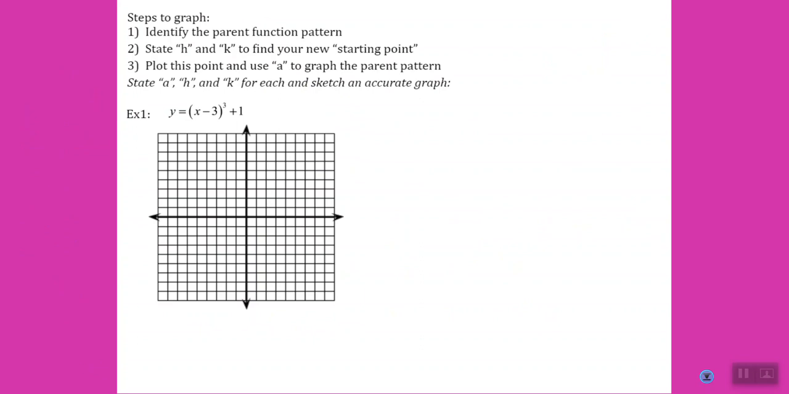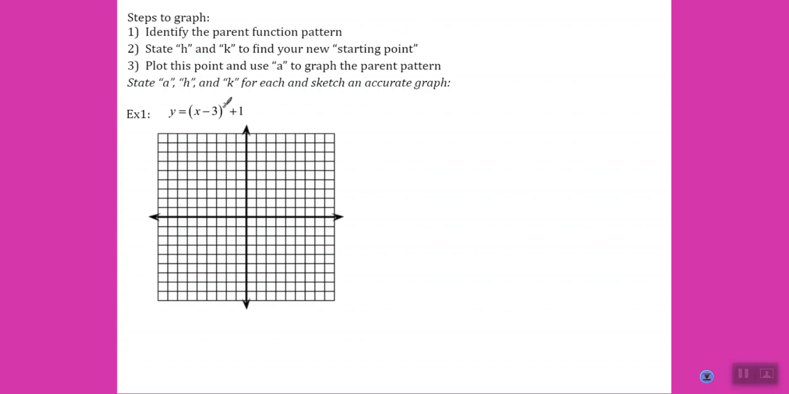So, to create these graphs, we're first going to identify which parent function we're using so we know which pattern to use. We're going to find h and k so that we know our new starting point, which I'll explain in a moment, and we're going to use that starting point and a to graph the parent pattern.